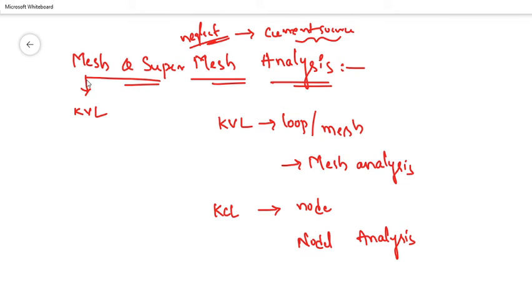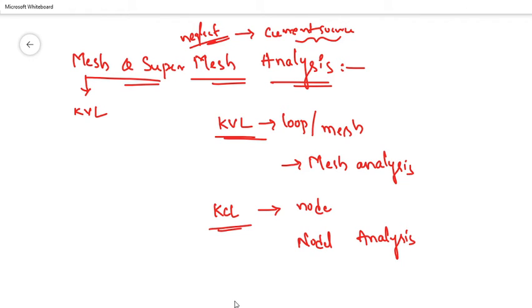So in this session, we are just going to explain the mesh as well as the super mesh. So what is meant by mesh analysis? You already know KVL. KVL is nothing but the loop analysis, and that is also called mesh analysis. So KCL is nothing but the nodal analysis, which can be applied at a particular node.